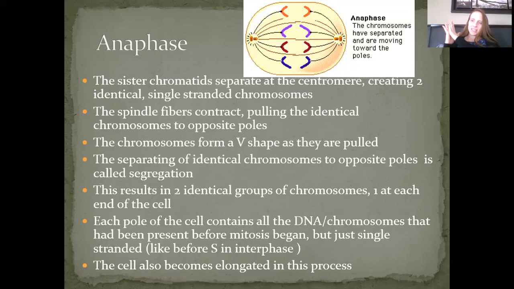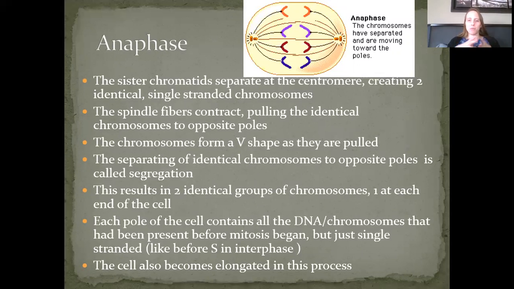The chromosomes do form a V shape as they're pulled, because the chromosomes will be hanging out like that X shape. And then as they're pulled through the thick jelly, they bend. It's like if you had a piece of string and you grabbed it by the middle and pulled on it, it would also form a V shape.